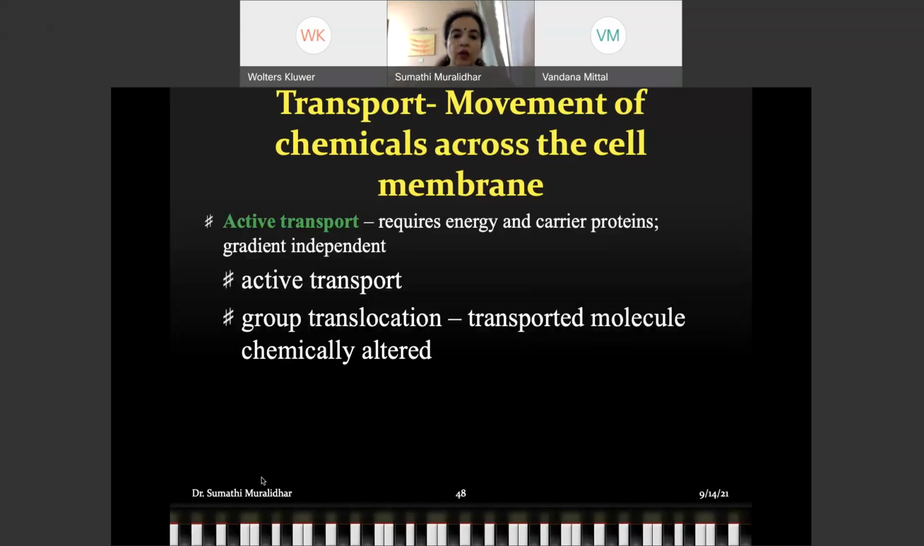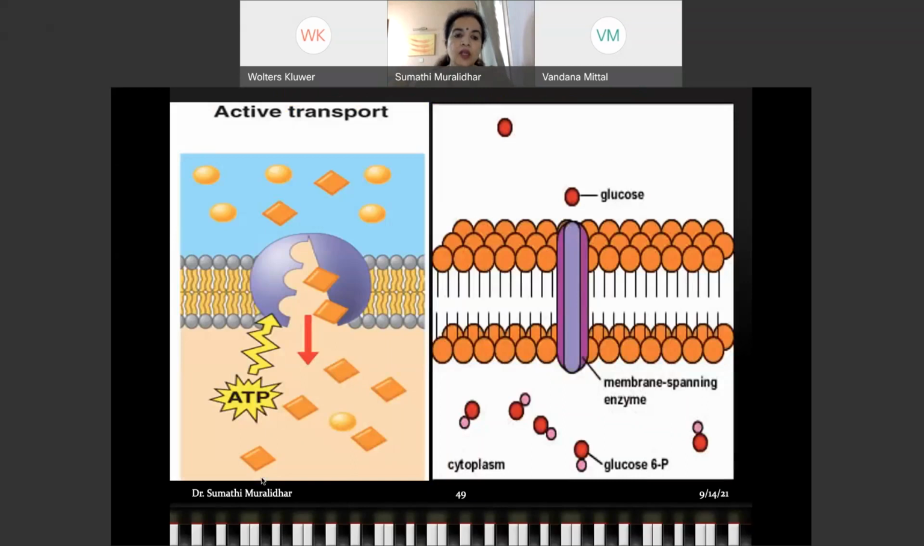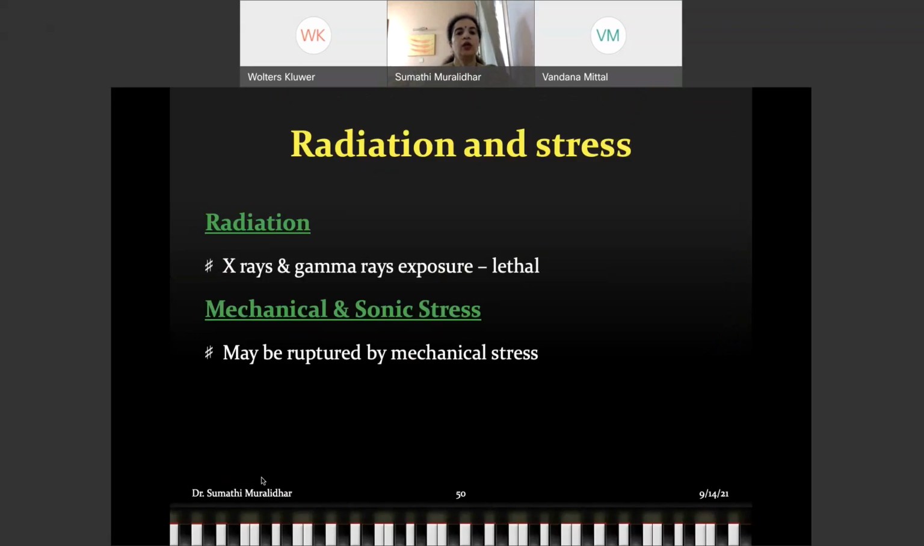So it may or may not be chemically altered. On the left side, in active transport, you're just getting the active ingredients into the cell, whereas on the right side, not only is the glucose molecule coming into the cell, but it's also getting altered. So this again is one form of active transport. Now coming to radiation and stress, radiation like X-rays and gamma rays can be lethal to bacteria. So when you grow the bacteria, you have to be mindful of these factors. And mechanical and sonic stress can rupture the bacterial cell and destroy them.